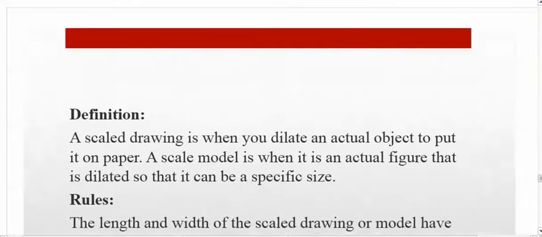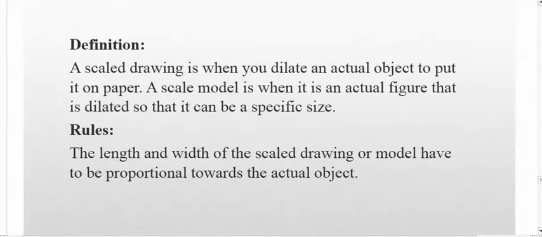So yeah. Alright, so the next thing we're doing is scale drawings. A scale drawing is when you dilate an actual object to fit it on paper. A scale model is when it is an actual figure that is dilated so that it can be a specific size. So the rules are the length and width of the scale drawing or model have to be proportional to the actual object. If they aren't proportional, then you would just have a messed up figure and it wouldn't be correct. And it would be unproportional.